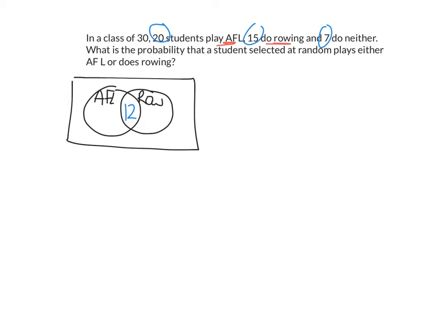So 12 people do both, but there were 20 who play AFL. So there's another 8 who play AFL and don't row. There's another 3 who do rowing but don't play AFL. Okay, and then 7 do neither. That should go outside. So these numbers, 8 plus 12 plus 3 plus 7, should add up to the total number, which is 30. And they do.